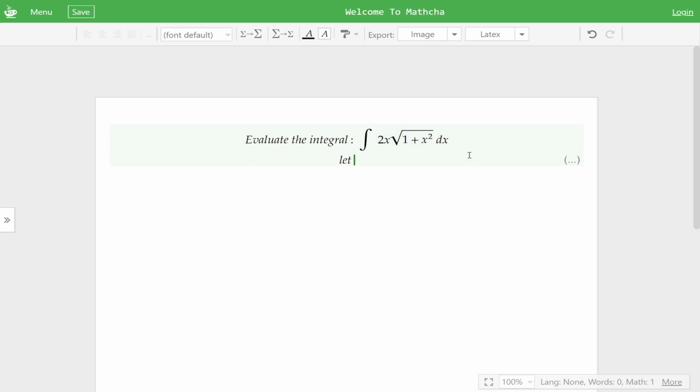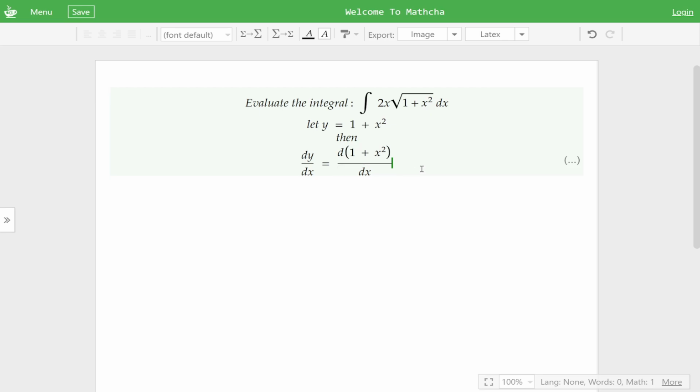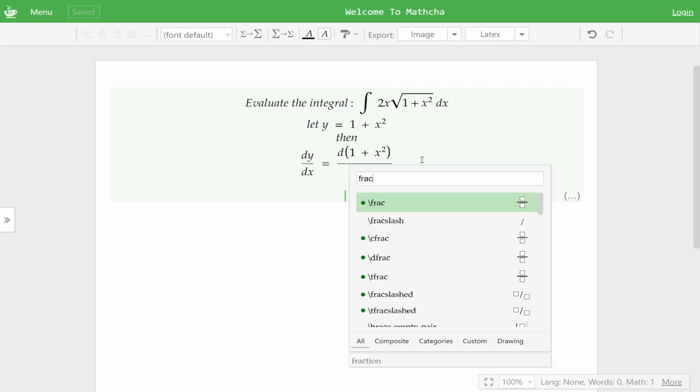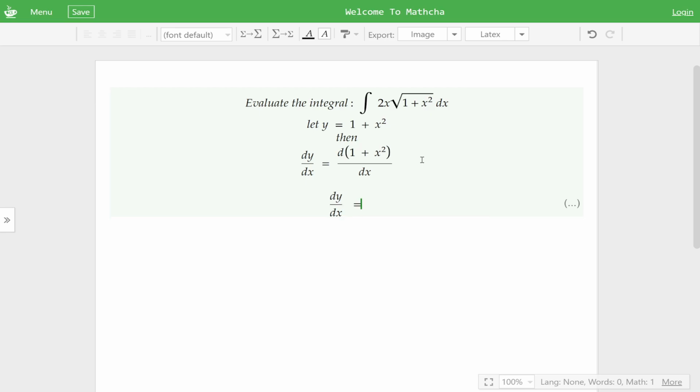So we say let y equal 1 plus x squared. Can I go back? I cannot. Okay, pretty fine. Then what we do is write dy over dx is equal to the derivative of 1 plus x squared with respect to dx. So this is the derivative we can get from here. And now this is like a totally separate thing. Now y is 1 plus x squared, so it's written this way.